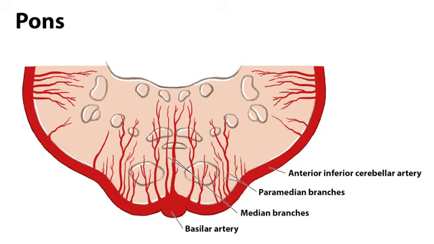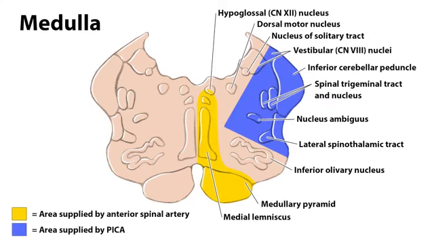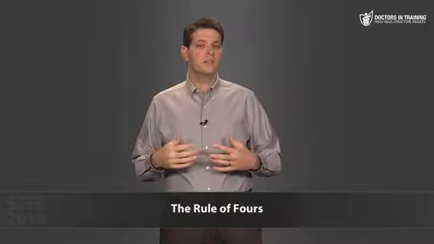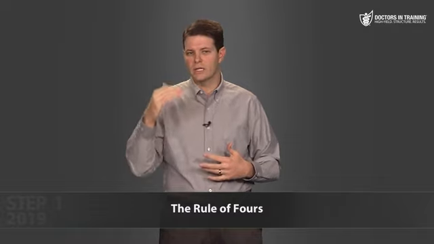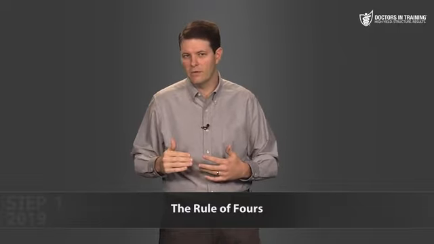Now, the rule of fours is based on the fact that the medial brainstem and the lateral brainstem generally receive blood from separate arteries. So in the pons, the medial structures receive blood supply from the paramedian branches of the basilar artery, and the lateral structures receive blood from the AICA, which we called a long circumferential artery. And in the medulla, the medial structures are supplied by the anterior spinal artery, and the lateral structures are supplied by the PICA. And we've seen that the cranial nerve nuclei are organized sequentially in the brainstem, from cranial nerves 3 and 4 in the midbrain down to cranial nerves 9, 10, and 12 in the medulla.